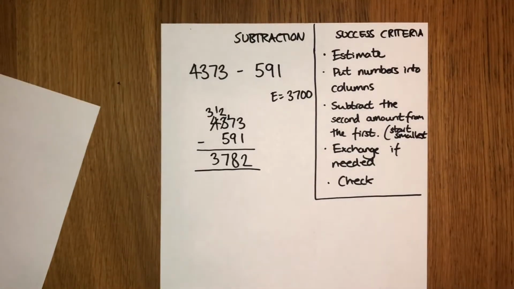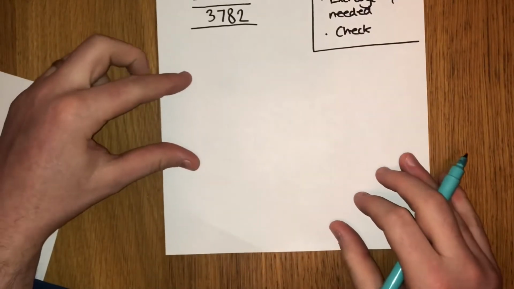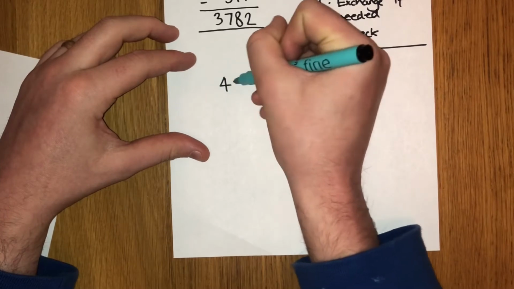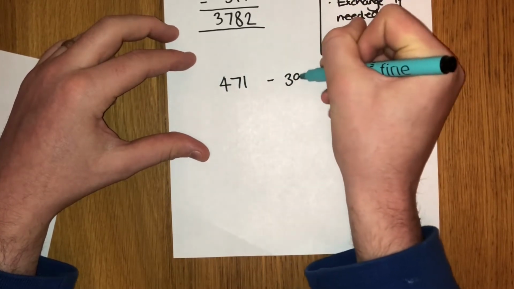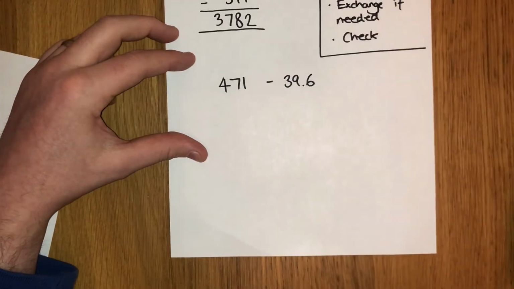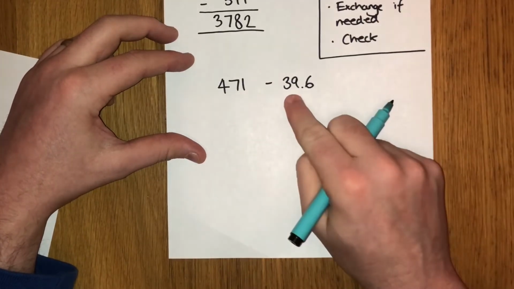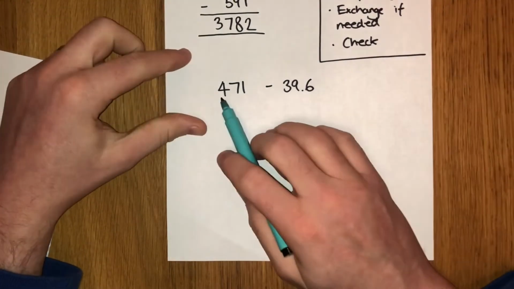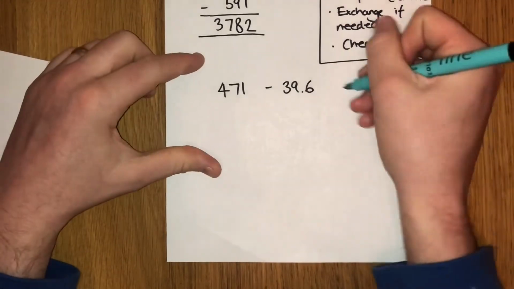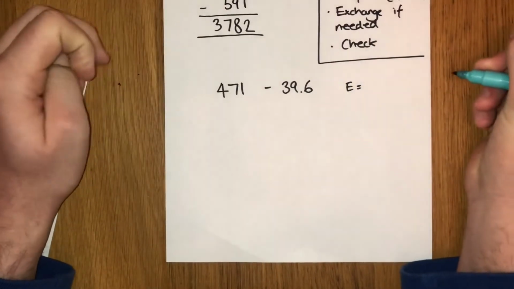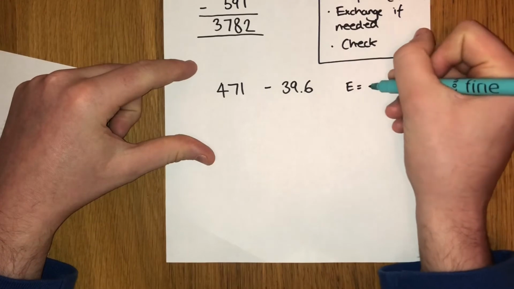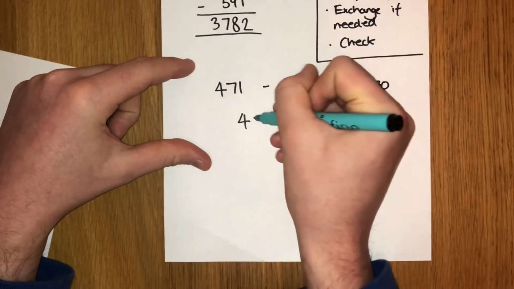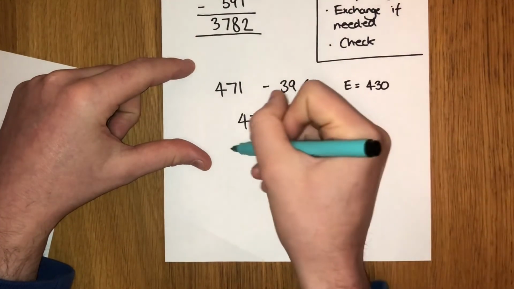I'm feeling pretty confident. Let's do one more example. Let's say I've got something like 471 take away 39.6. So this one might be one where you just take away 40 and add 0.4, but let's do the written methods for it anyway. So I've got 470, take away about 40, so my estimate is going to be somewhere around 430.